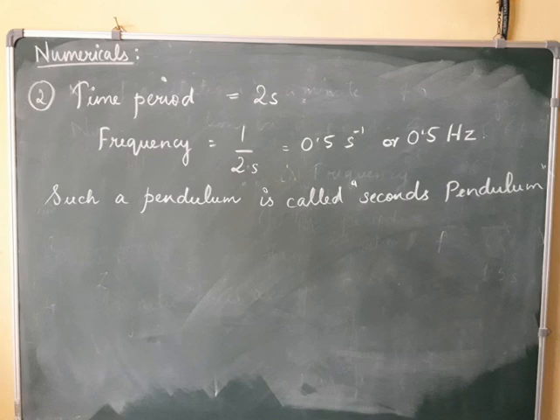Then in your question it is asked what name is given to such a pendulum. If you study about it, you will know that in the 7th point, page number 23, just the page before, the pendulum with the time period of oscillation equal to 2 seconds is called a seconds pendulum. Clear?